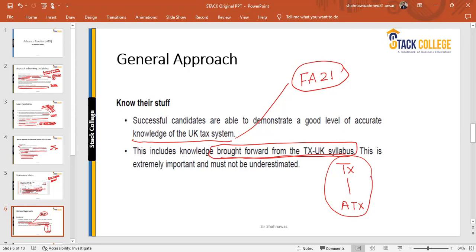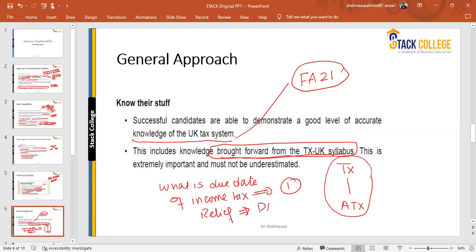Because the basic TX knowledge is also examined. For example, the examiner might ask what is the due date of income tax? And you can easily score 1 mark by just mentioning the due date of income tax. Similarly, the examiner might ask about the relief available for an individual, that is, how much personal allowance that particular individual can claim. As I told you, a tax sheet will be provided to you. I will show you as well how much tax information you don't need to learn, because it will be given to you in the exam. And what else you need to learn, which is not available in the tax sheet.